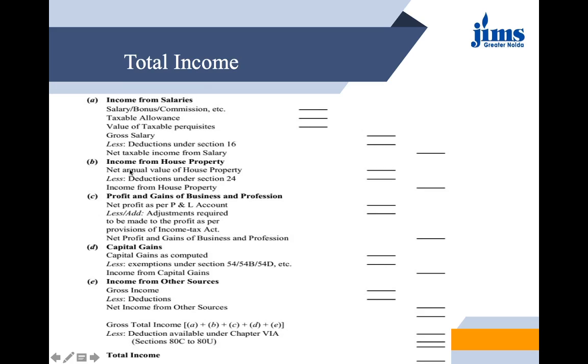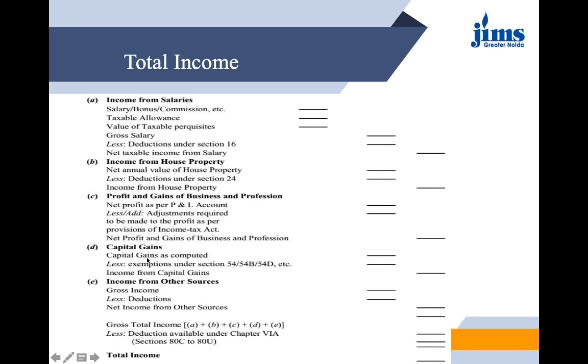Okay. Then next comes your income from house property, the net annual value of your house property, and the deductions that you give under section 24, and thereby you obtain your net taxable income from house property. In the same way, let us see the third head, profits and gains of business and profession. You may have the net profit as per the P&L account. You subtract or add, as per the situation, the adjustments which are required to be made to the profit as per the provisions of the Income Tax Act applicable in that particular financial year, and thereby you obtain your net profit or gain of business and profession.